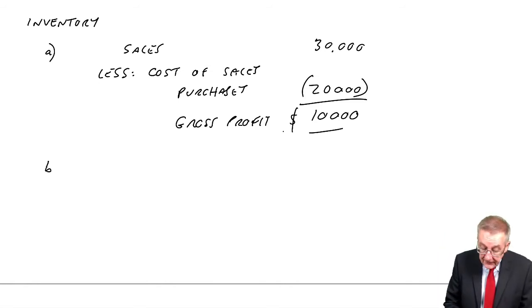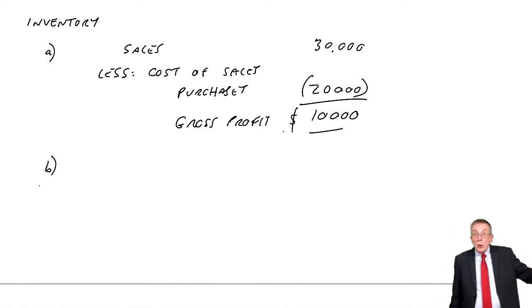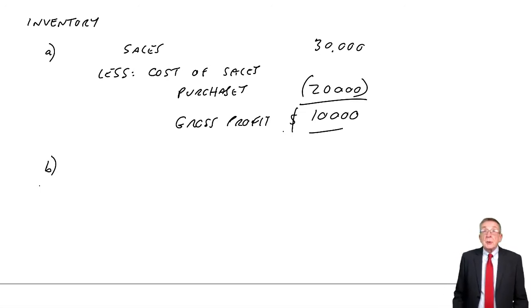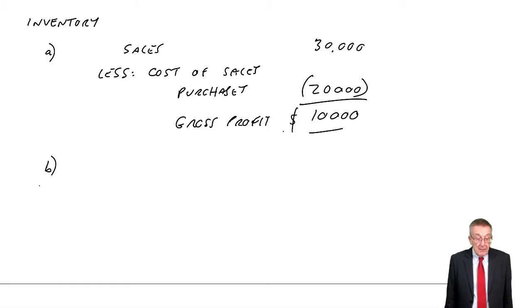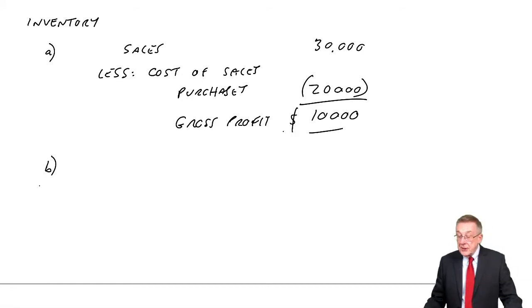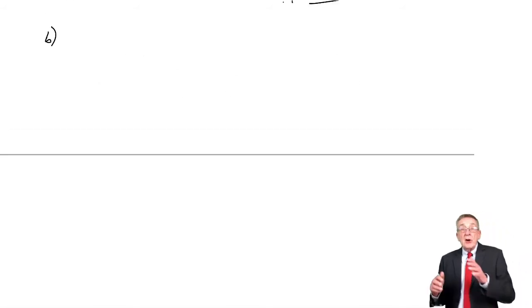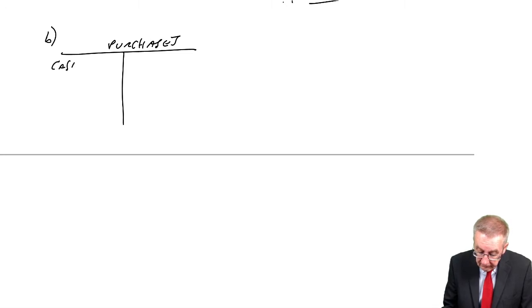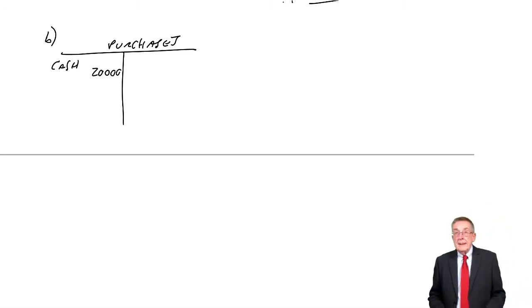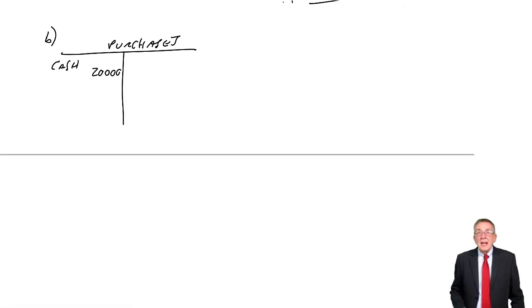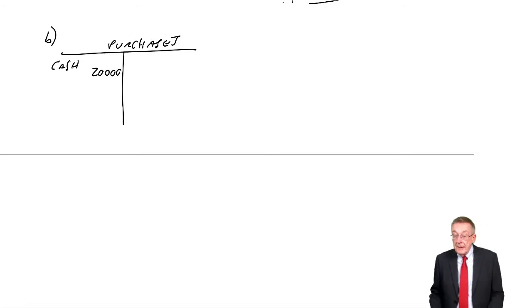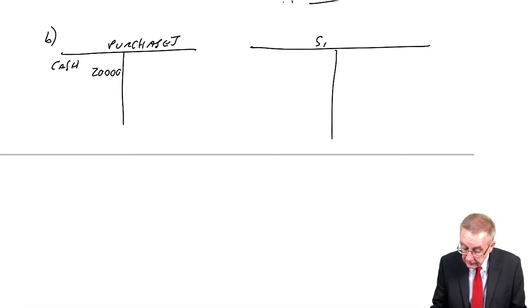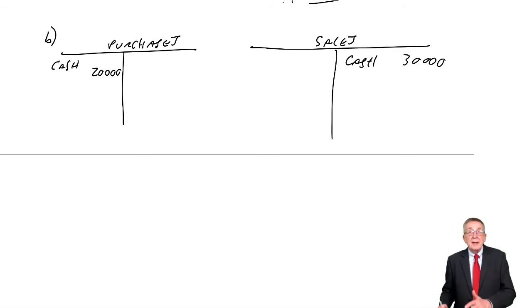Part B says, now let's show how the double entry worked. We did all this before in an earlier chapter. But let's do it all over again. Let's play bookkeeper and accountant. First of all, we made purchases of 20,000. The double entry: credit cash or payables, debit purchases 20,000. We make sales of 30,000. Debit cash or receivables, credit sales 30,000. That's all the bookkeeper will have done. The bookkeeper records every purchase, every sale.